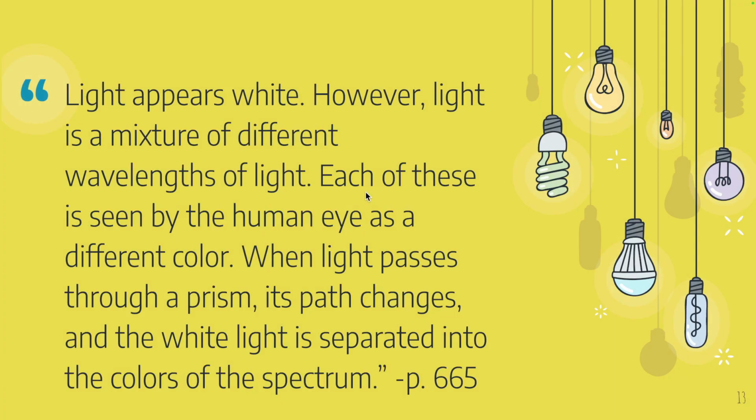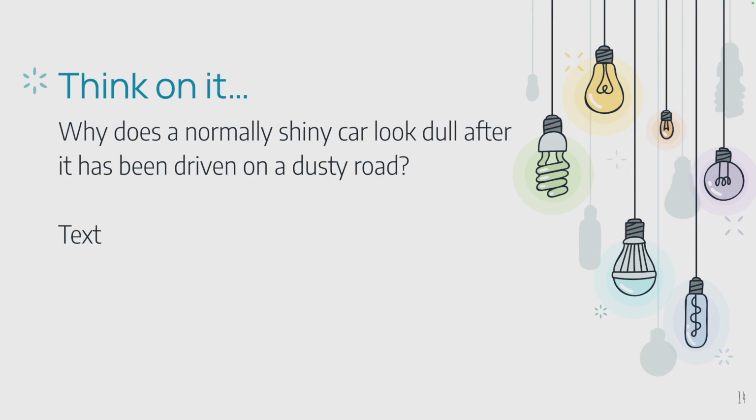Light appears white. However, light is a mixture of different wavelengths of light. Each of these is seen by the human eye as a different color. When light passes through a prism, its path changes, and white light is separated into the colors of the spectrum.